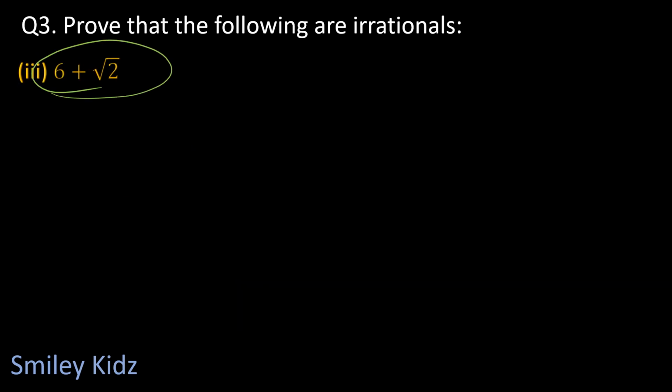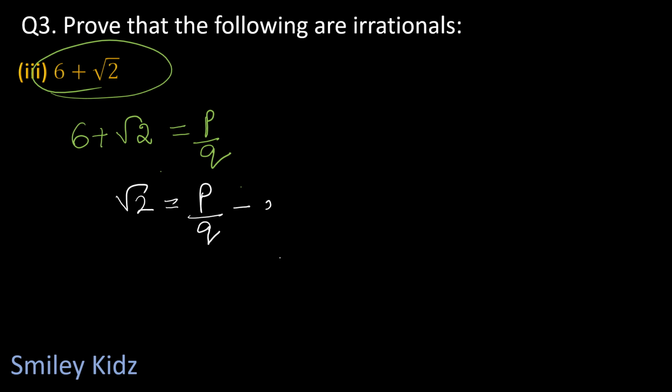6 plus root 2. Again, 6 plus root 2 has to be equated to P upon Q because we are assuming to the contrary that 6 plus root 2 is a rational number. Now, when I send this 6 to the other side, it turns out to be P by Q minus 6, isn't it? So root 2 is equal to P minus 6Q upon Q on taking the LCM.